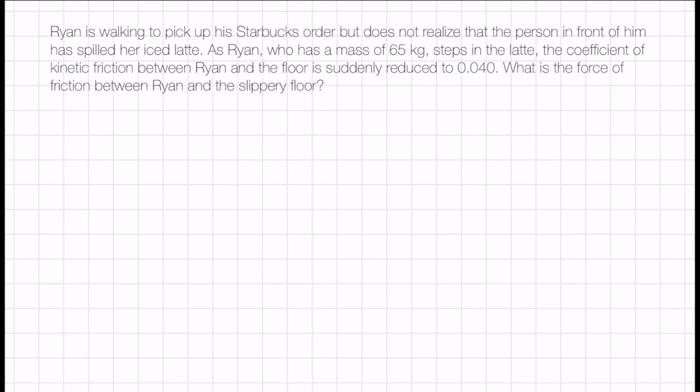So as per usual, the very first step that I like to do is identify the givens in the problem. The very first number that I see is that Ryan has a mass of 65 kilograms. I'm going to go ahead and record that. So G is for given, mass is 65 kilograms. As I continue to read, it says that the coefficient of kinetic friction is 0.04. So I'm going to write that coefficient of kinetic friction. The symbol for that is the Greek letter mu, and it's going to be 0.04.